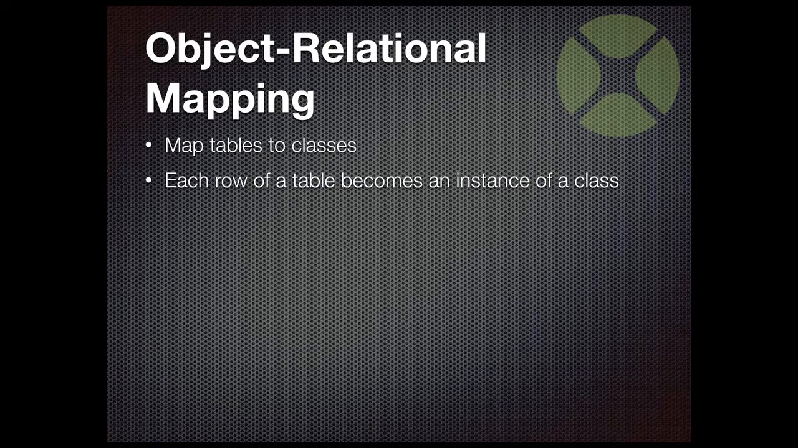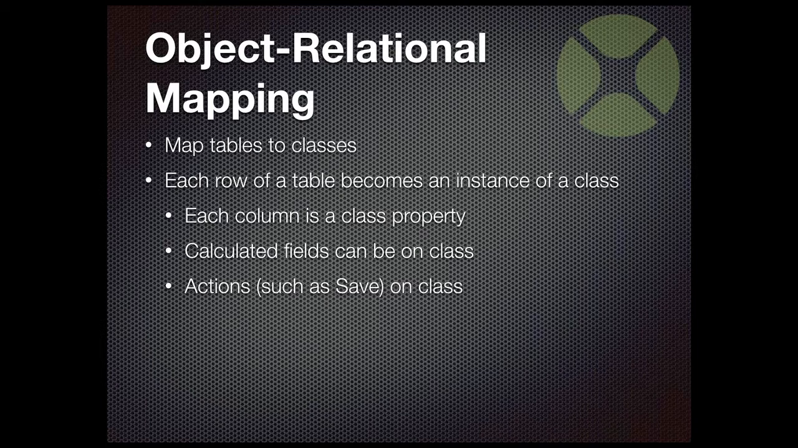So essentially each row of a table becomes an instance of a class. Each column is a class property, for example. Calculated fields can be right on the class. They don't even need to exist in the database at all. And actions can be right on the class as well, such as, say, something like save. So it allows you to write code that looks something like this.